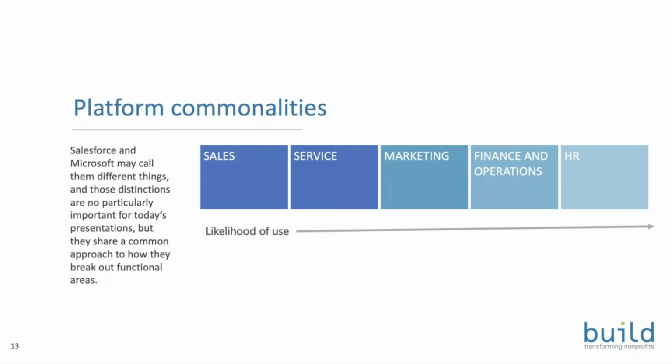And the first two are sales and service. And these are the most commonly used by nonprofits. Sales is used for relationship management and fundraising on both platforms, and service is used for human case management for organizations that have beneficiaries.